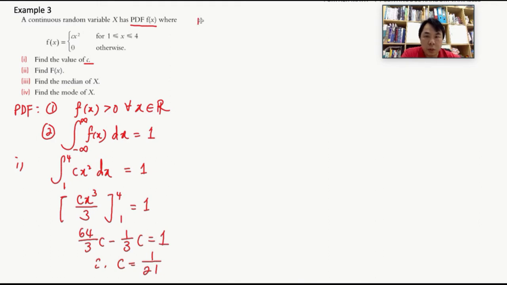Okay, now let's move on to the second one. We need to find the distribution function. Just let me write down the definition here. This is known as the cumulative distribution function, which can be denoted as such, and given by the definition of integrating from negative infinity to x the function f(t) with respect to t. That's the definition for the CDF, the cumulative distribution function.